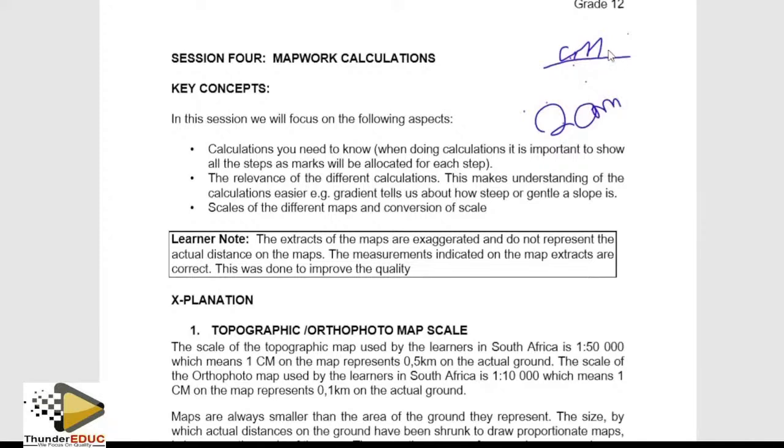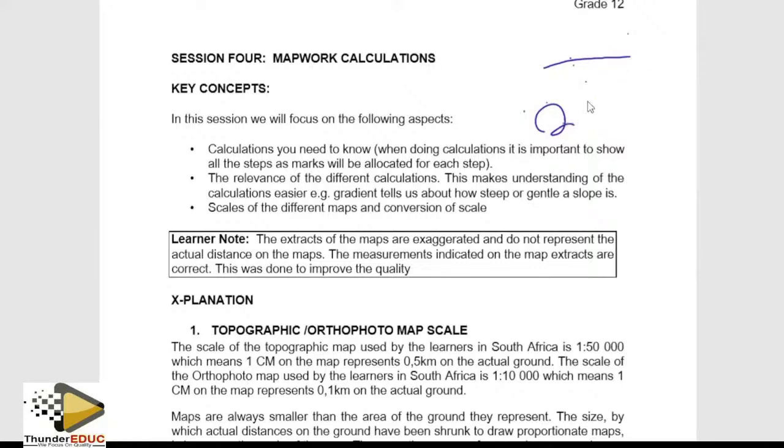It even becomes easier for you when you are doing conversions because you know which units you are changing from to which units. So it is very important for us to know the units in which we are doing the measurements on the map. That's one thing. The second thing is that when you're doing your calculations, you also need to be sure of the kind of map you are using.